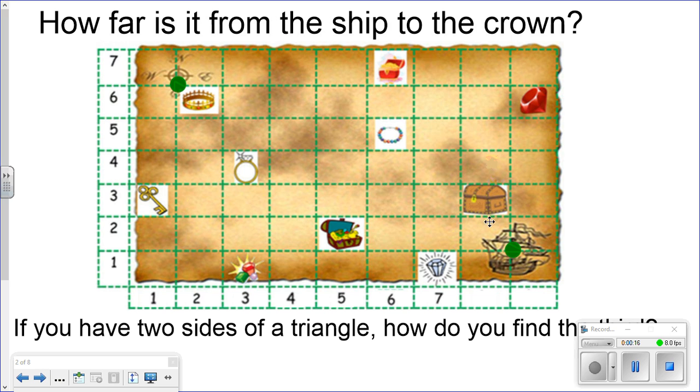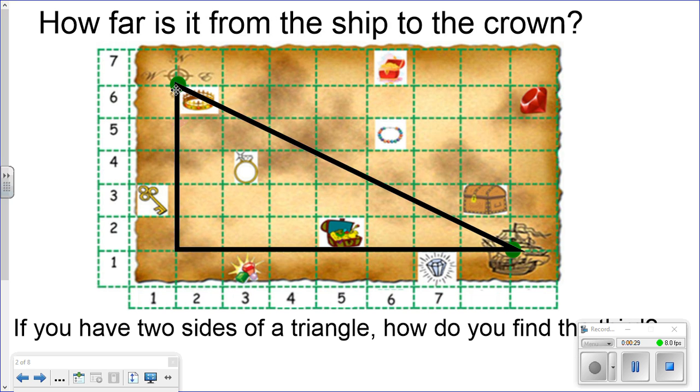So if we wanted to know how far it is from the ship down in this corner up to the crown up in the top left corner, we would not be able to just count the boxes with the diagonal line. We would actually have to make it a triangle, and then we could count the boxes on this leg and count the boxes on this leg. That would give us A and B, and then use the Pythagorean theorem to find the distance on the diagonal.